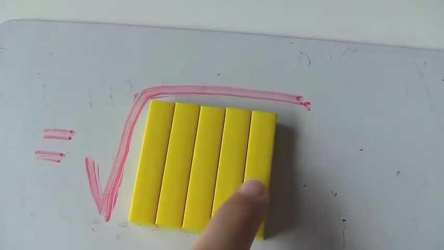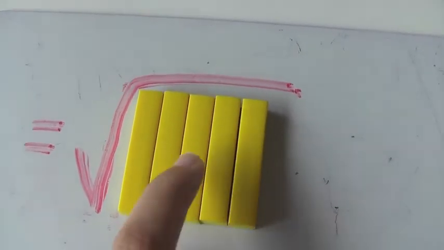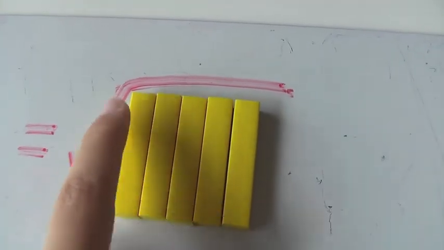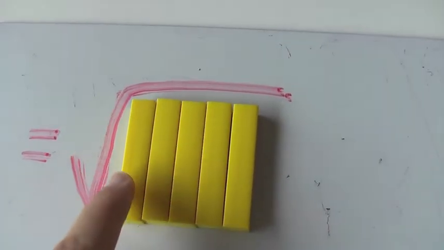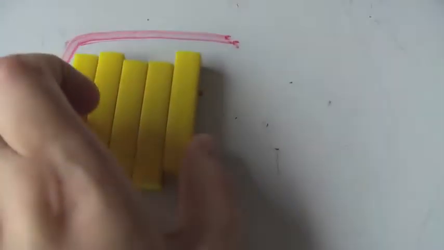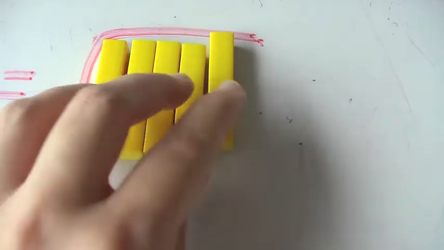We have 5 of the yellow. I think the answer is hidden under there. What do we call this when we have 5? I know what that answer is. 25. Let's see. That's what's under there. Yep, 25, because 5 times 5 is 25, right?